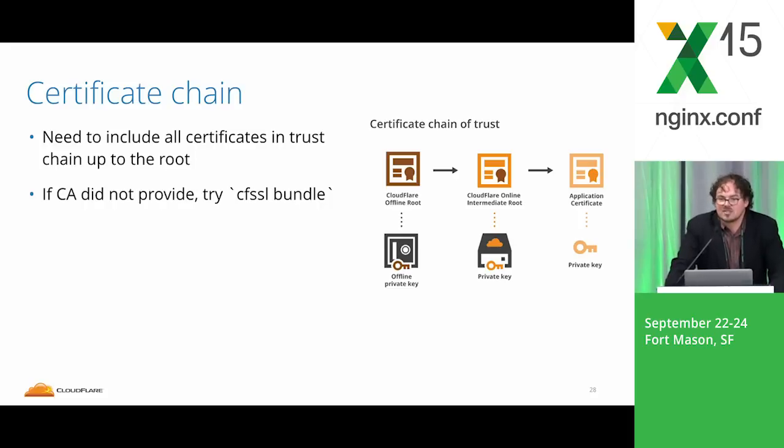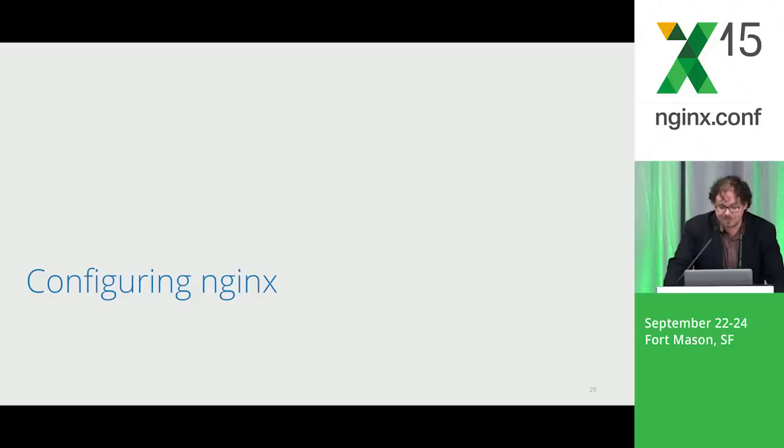And not all browsers necessarily know what the next one in the chain is, and browsers are really only bundled with the top, the real offline root certificates. So when you get a certificate, you also need to have the whole chain of trust along with it. There's a tool we built called CFSSL Bundle that allows you to create this if your CA doesn't give it to you. Typically, your CA will give you this chain.